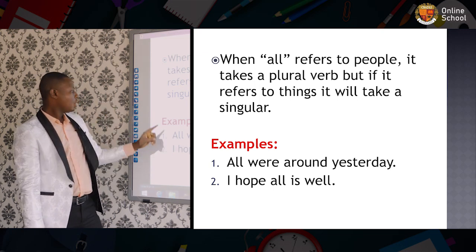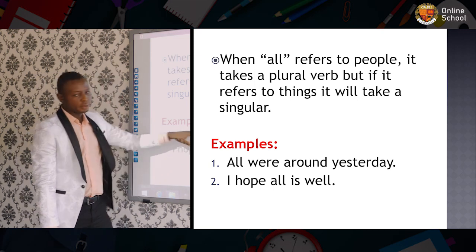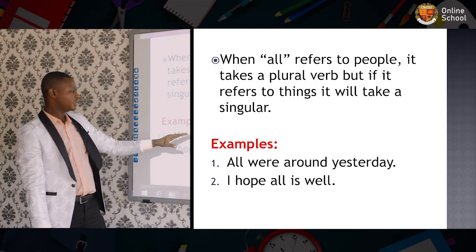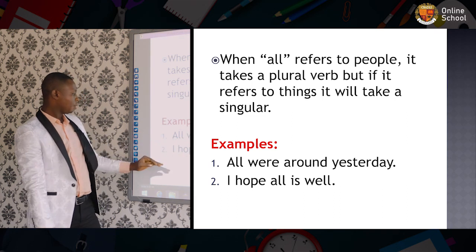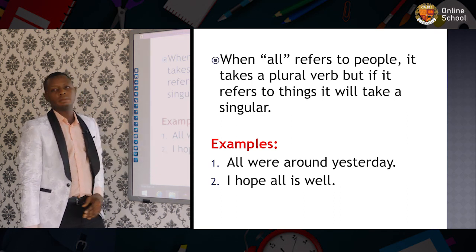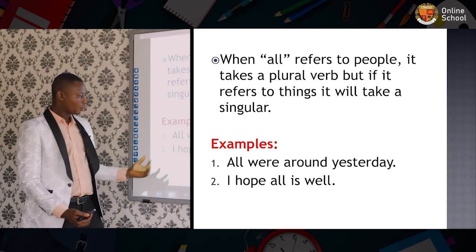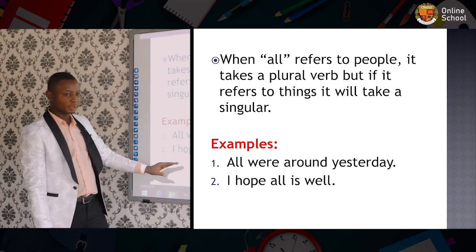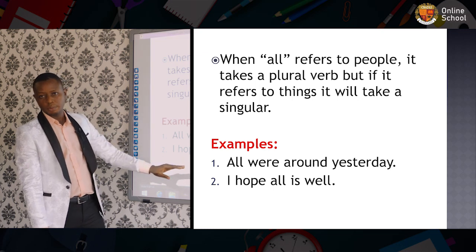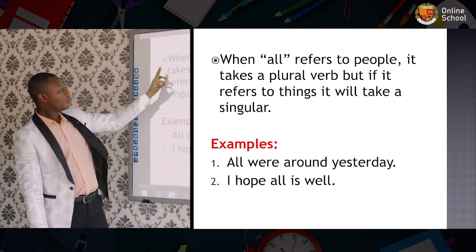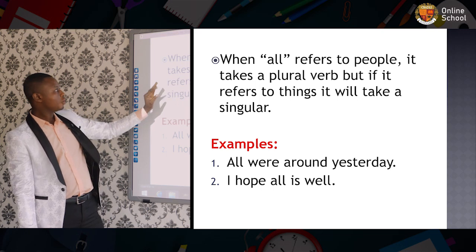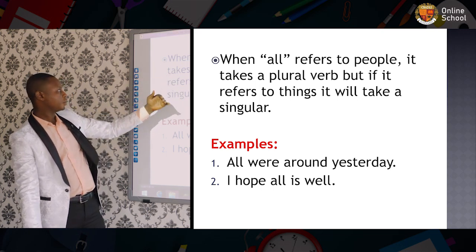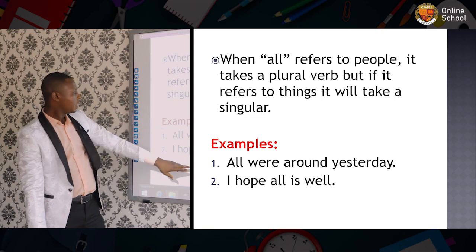For example, all were around yesterday. This expression here refers to people. I hope all is well. This expression here, if you look at the content critically, has nothing to do with people. Are we communicating? So language is a rule-governed phenomenon. Take note of each rule in order for you to flow well in your expression. Is that clear? Let's move further.